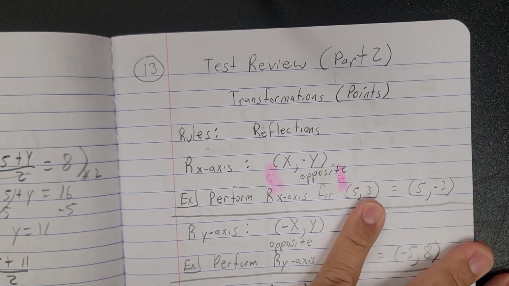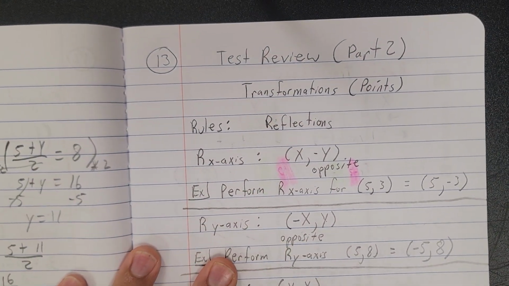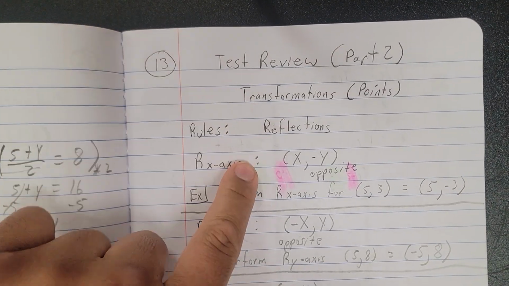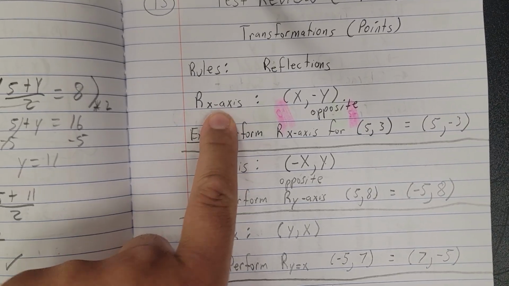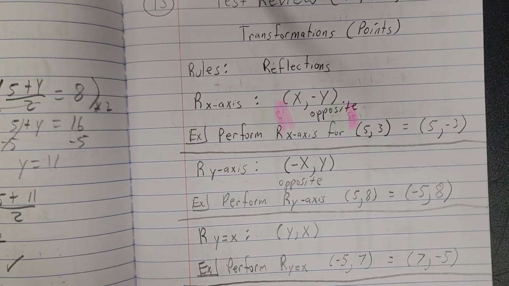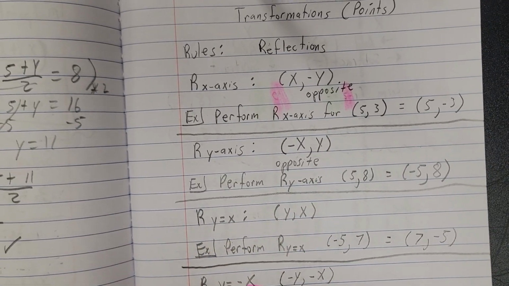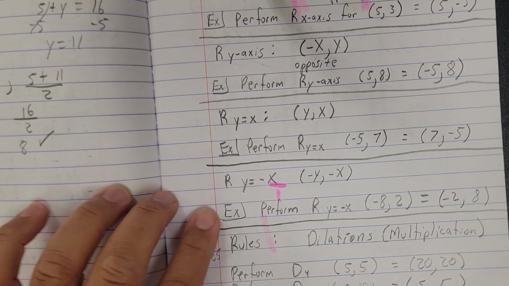All right, test review part 2, transformations, the rules. Make sure you copy these rules down. Very important. We have the reflection rules. Reflection on the y-axis. This is reflection on the x-axis. Or sorry, x-axis, y, yeah, there you go. Reflection of y equals x. Reflection of y equals -x. All right.